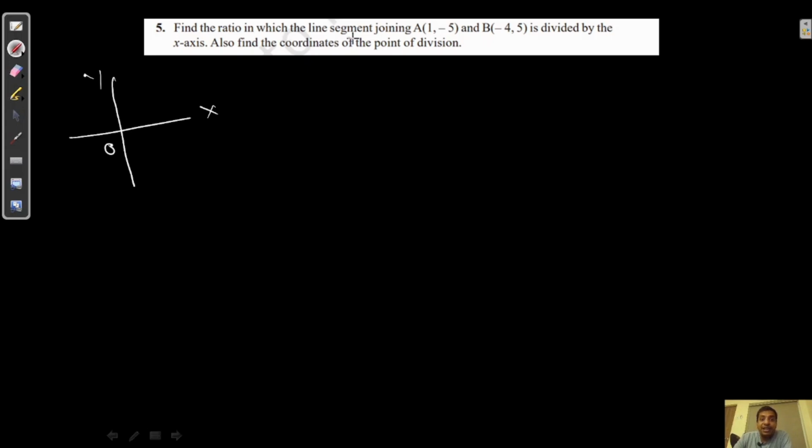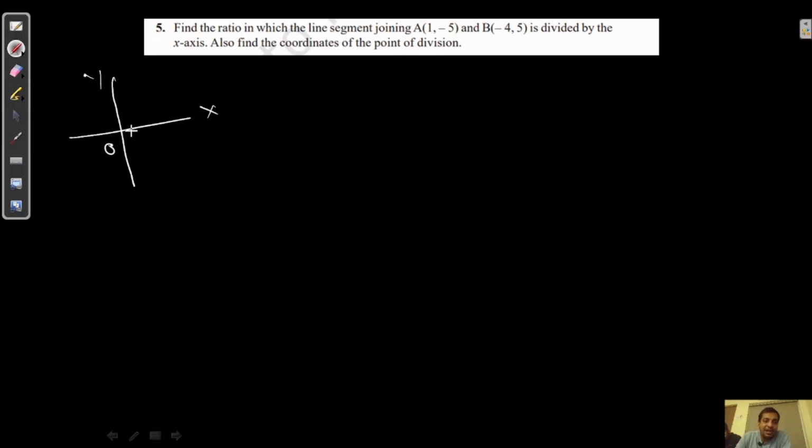Find the ratio in which line segment joining point A 1, -5. So can you tell me 1, -5 in which quadrant it should lie? Yes, try to figure out. Okay, as you can see, x is positive, y is negative.